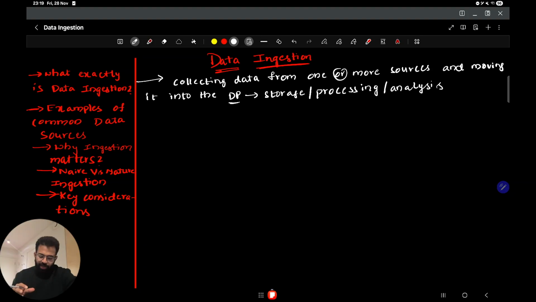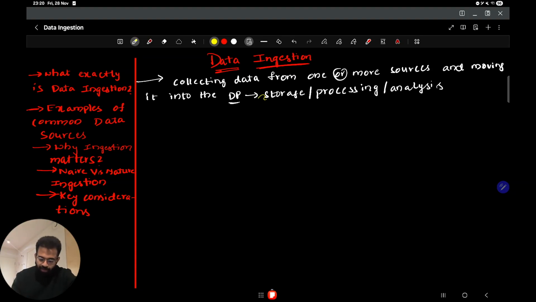So again, if I have to repeat, data ingestion is basically the process of collecting the data from one or more source systems and moving it into the data platform for storage, processing, and analysis. This is the textbook definition, but I will try to add a little more to it.